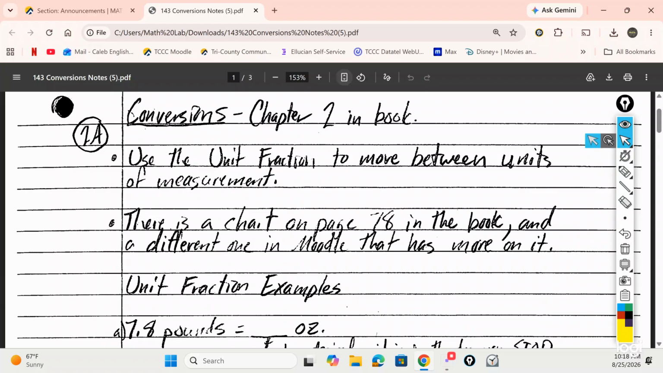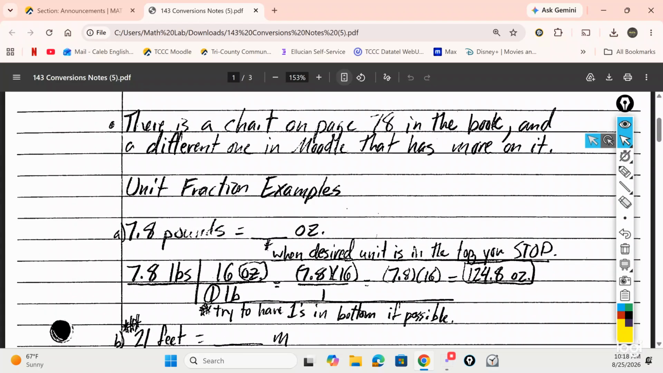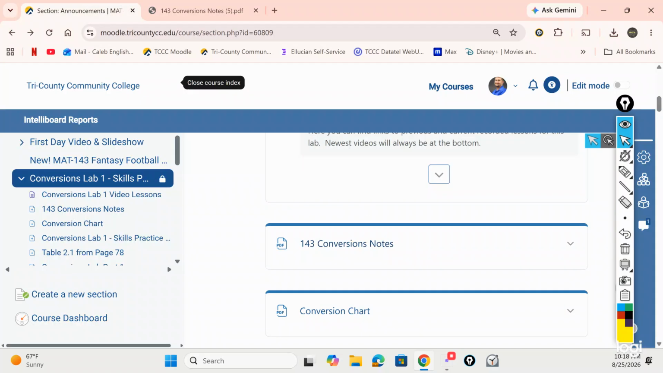So let's say you're trying to convert something into another unit, but you don't know what it would be. Well, if you've got conversion charts handy, you can use the unit fraction to move between units of measurement. Now, speaking of conversion charts, there is a chart on page 78 in the textbook file and a different one in Moodle that has more on it. So let's go look at those and pull those up for a second.